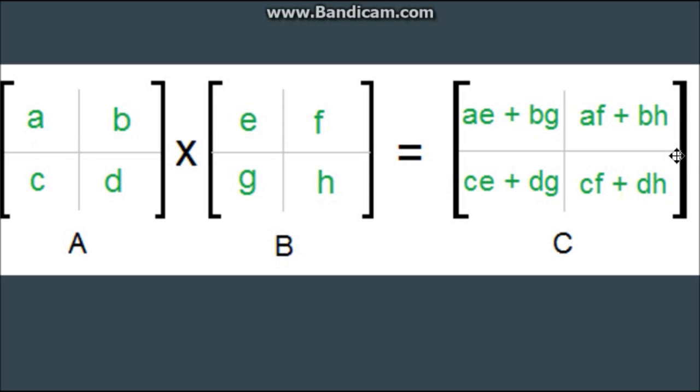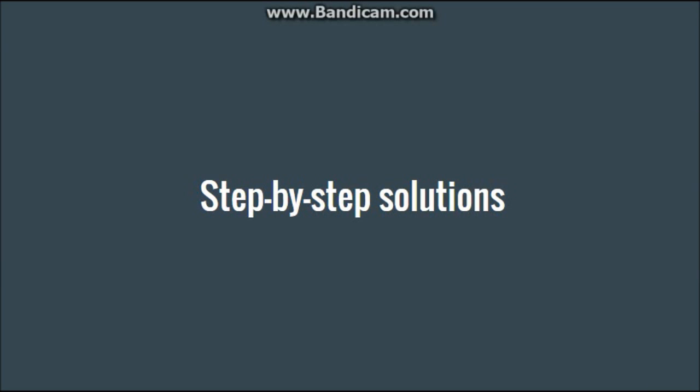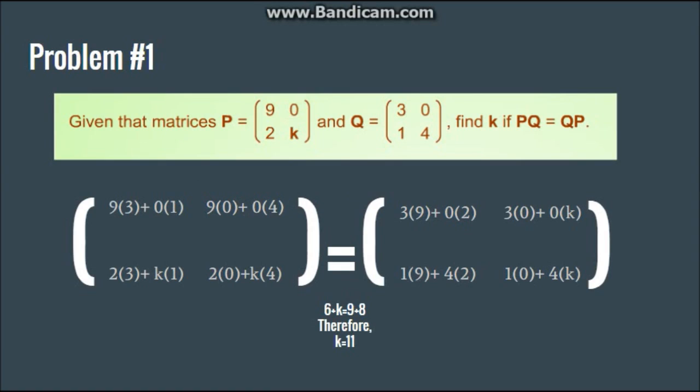Okay, so we can see that there's actually a pattern involved: for the first term of C, the product of the first terms of A and B is added to the product of the second term of A and the third term of B. And this phenomenon is repeated throughout to obtain C. Okay, so we will be proceeding on to the various problems you may see in exams, and we will be teaching you how to solve them.